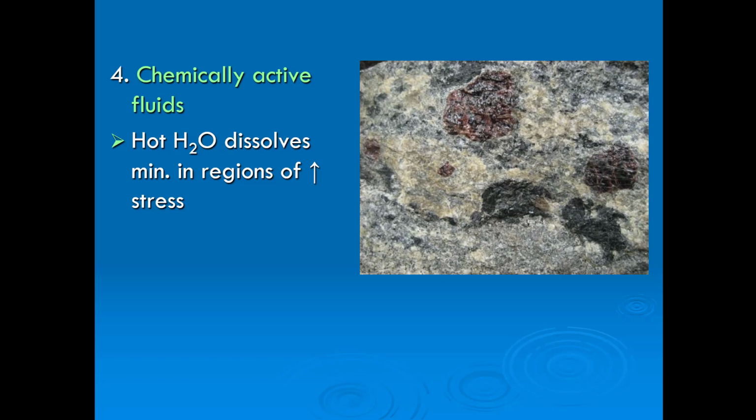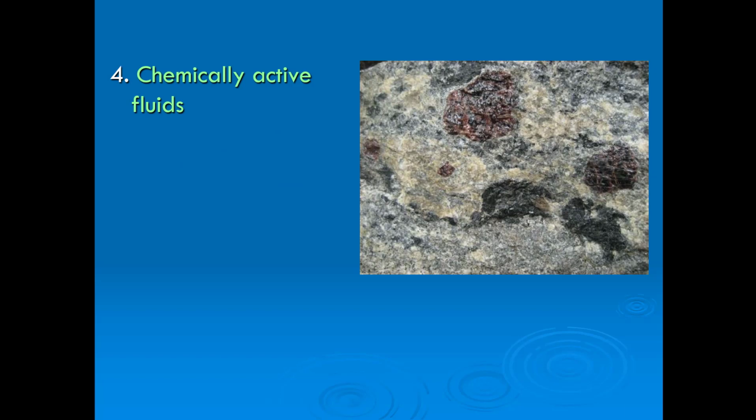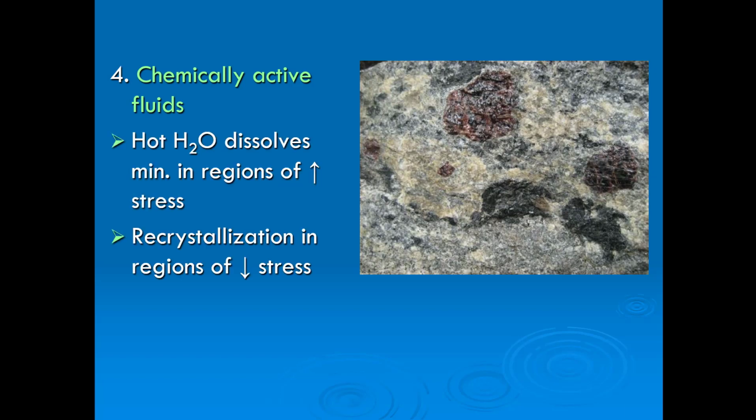Those minerals will then get carried away by groundwater. And then when they move into areas of lower stress, maybe a little bit further away from the convergent zone, those minerals will start to recrystallize, and they'll crystallize in these very large coarse grained minerals like you see here. And you can actually kind of trace where the groundwater moved when these minerals formed.